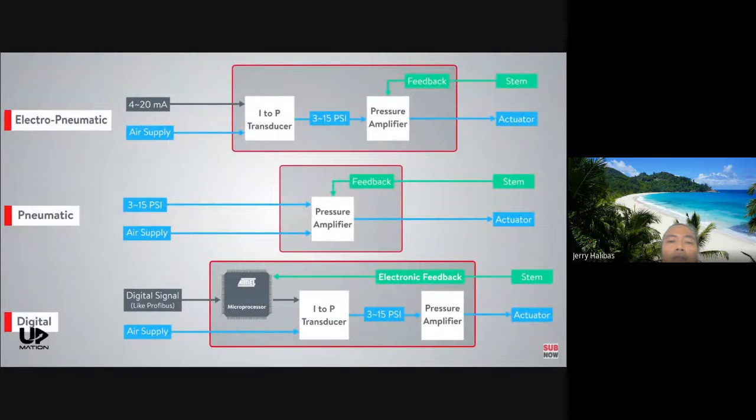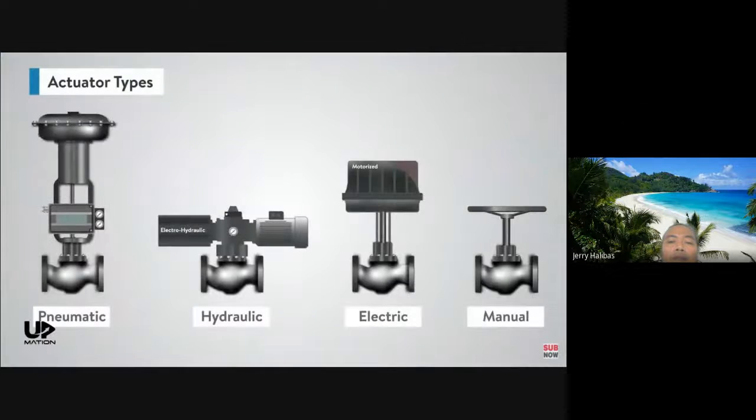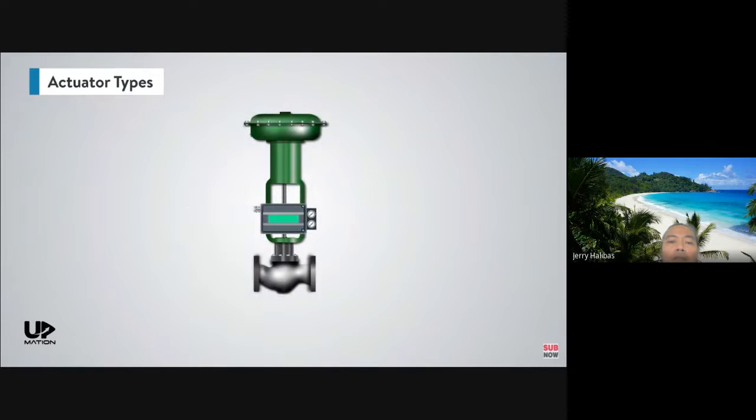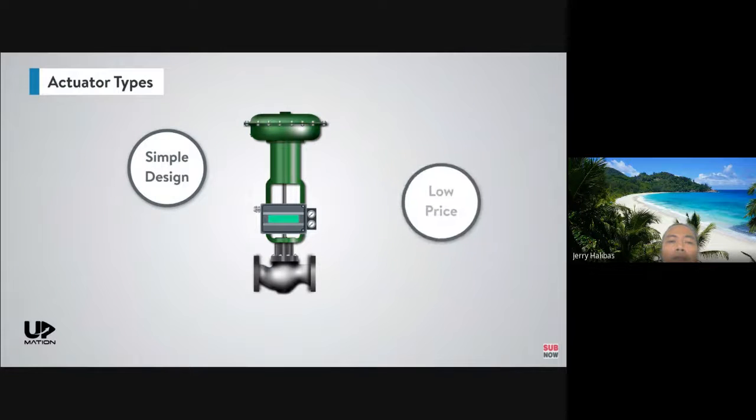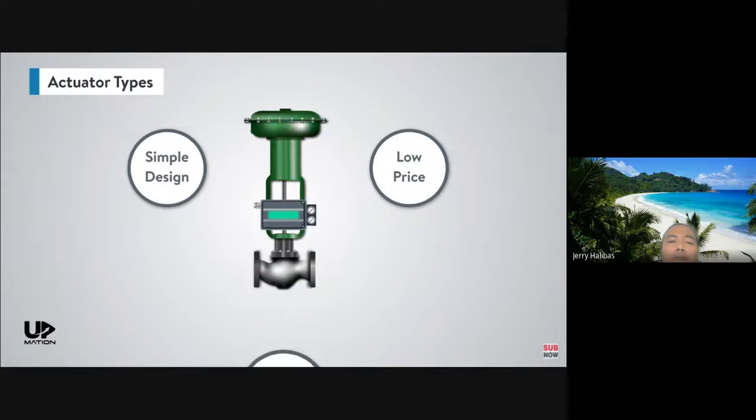Now that we've got introduced to the positioners, let's get into the actuators and their different types. Generally, we can classify the actuators into four different categories: pneumatic, hydraulic, electric, and manual. The pneumatic actuators are the most used kinds of actuators due to their simple design, fairly low price, and of course being intrinsically safe.